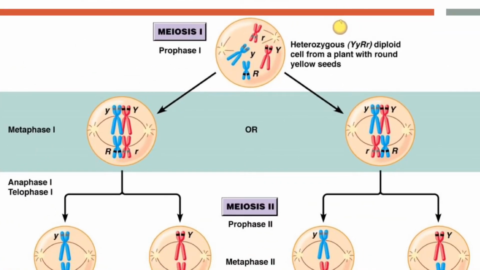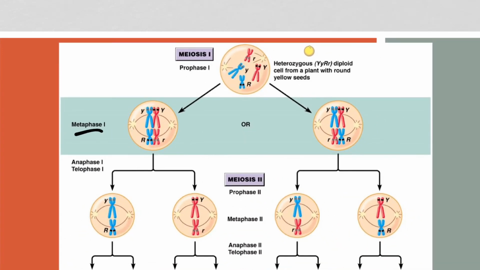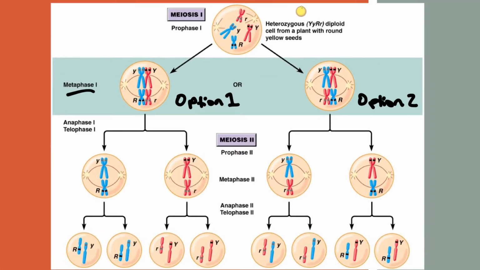And then what you see here is metaphase 1. They're just showing two different options here. Based on independent assortment, you can have different arrangements of the chromosome pairs during metaphase 1. So here's one possibility. Here is another possibility. So don't let that confuse you. It's still just regular metaphase 1. They're just showing how these different ways of aligning at the equator during metaphase 1 can lead to the generation of different gametes.